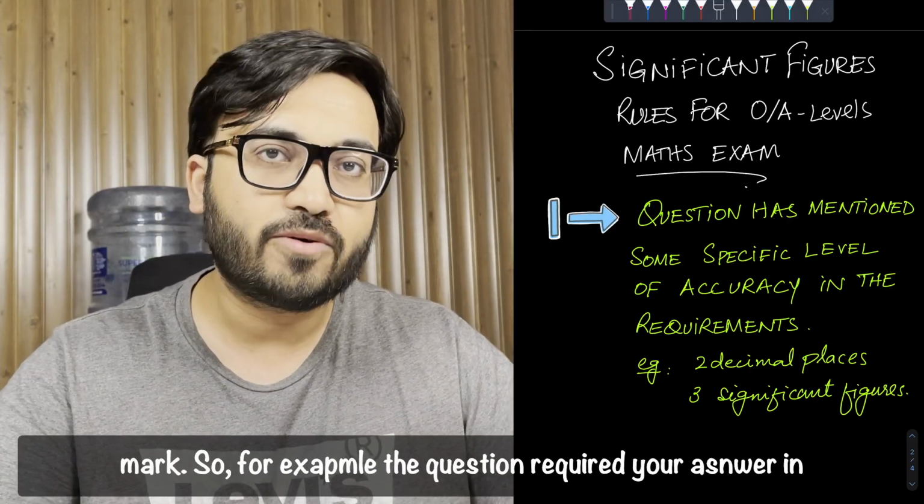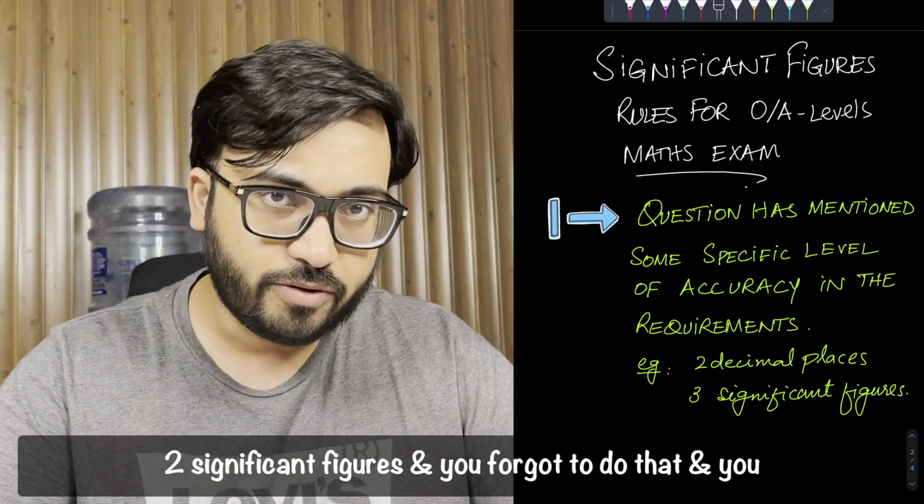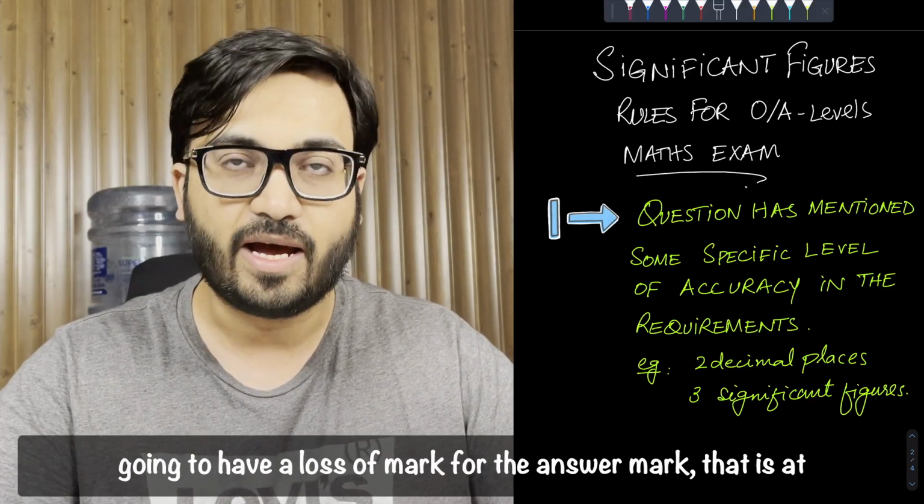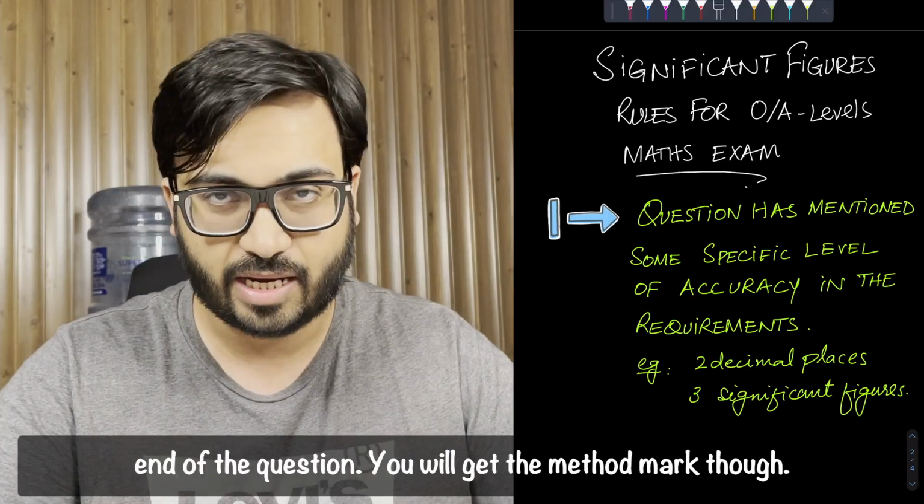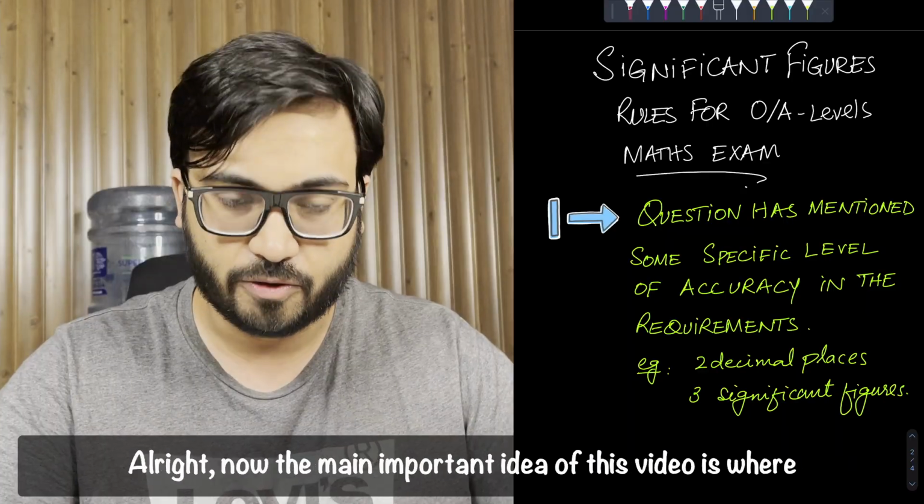For example, if a question required your answer in 2 significant figures and you forgot to do that and wrote more or fewer significant figures than that, you're going to lose the answer mark, the A mark that is at the end of a question. You will get the method mark though.